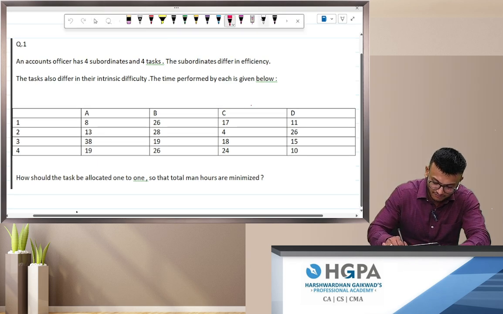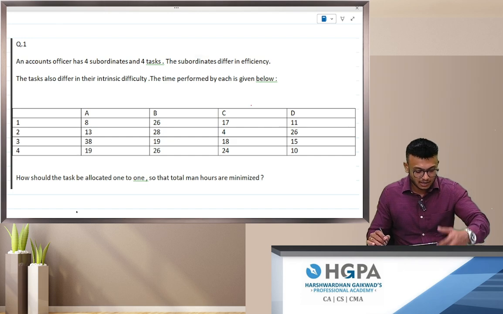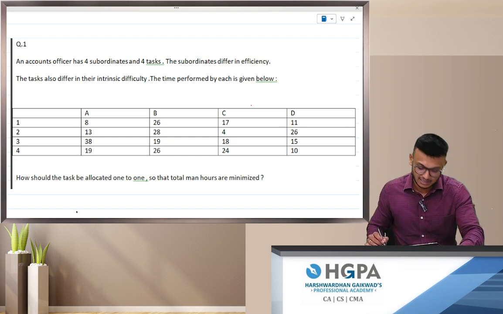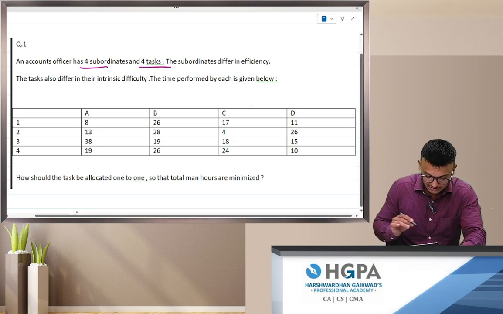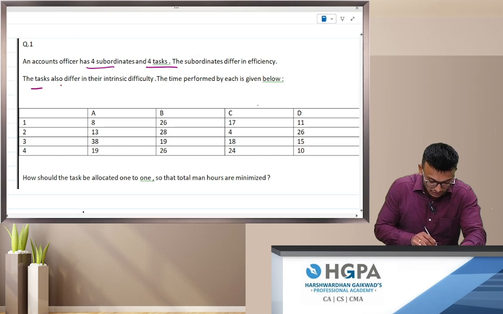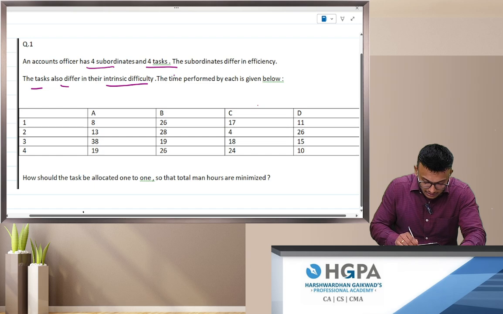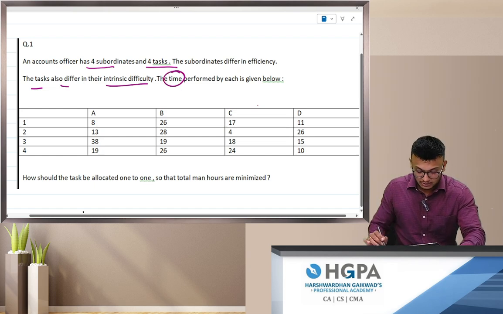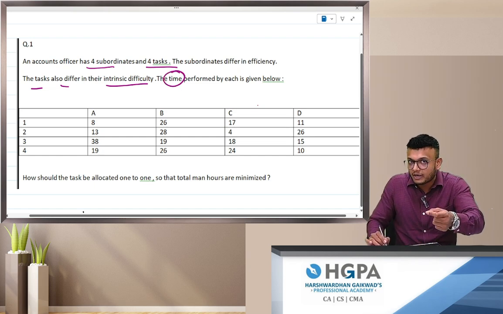Okay. On your screen, everybody. An account officer has 4 subordinates and 4 tasks. Okay, 4 subordinates and 4 tasks. The subordinates differ in efficiency. The tasks also differ in their difficulty. Okay. The time performed, so the time performed by every subordinate is given below.